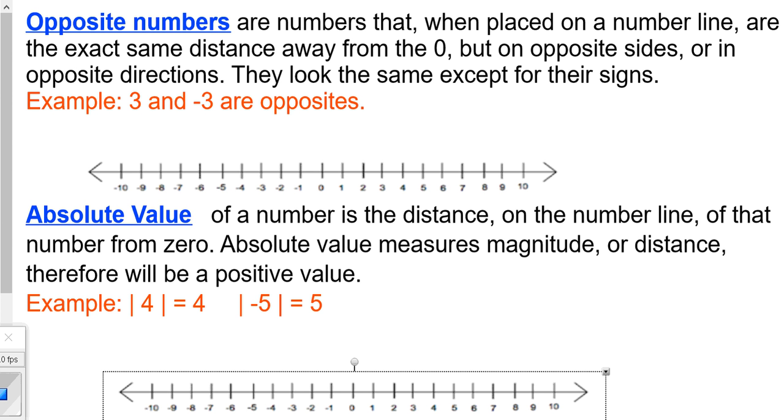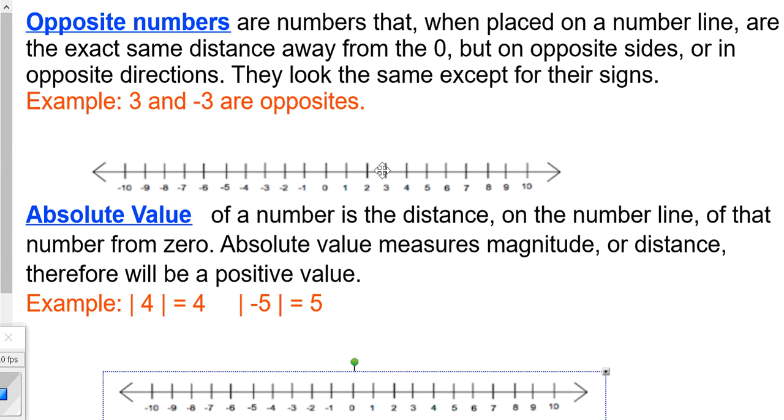Opposite numbers when placed on a number line are the exact same distance away from zero, but they're on opposite sides. They look the same, but they have different signs. For example, we have 3 and -3. If you look, they're both on opposite sides of the zero, but they are the same distance away.